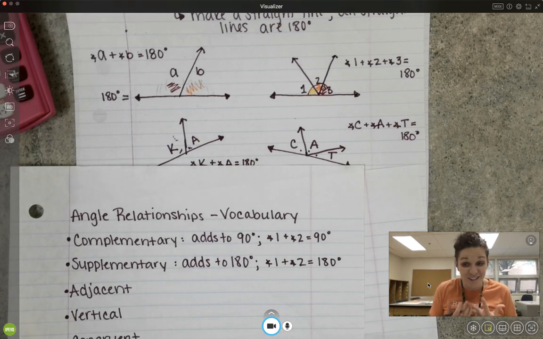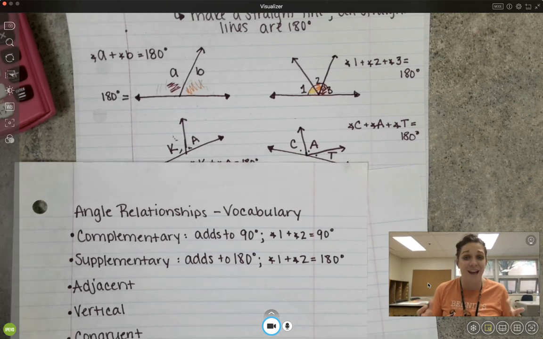I know, isn't this so exciting? You guys are like, oh my goodness, she's still talking. I'm sorry, I get excited over math, and I want to make sure you guys get it. And that's my purpose of teaching, is to actually get it for you.